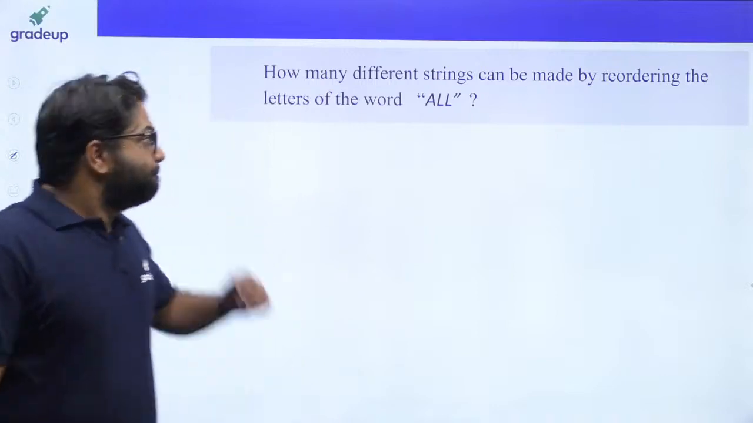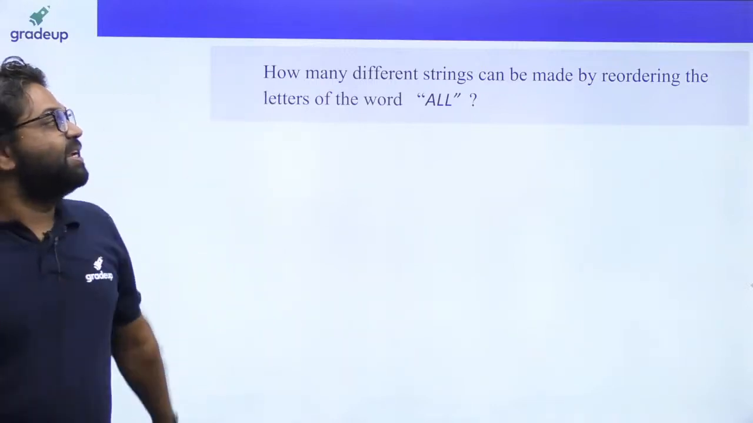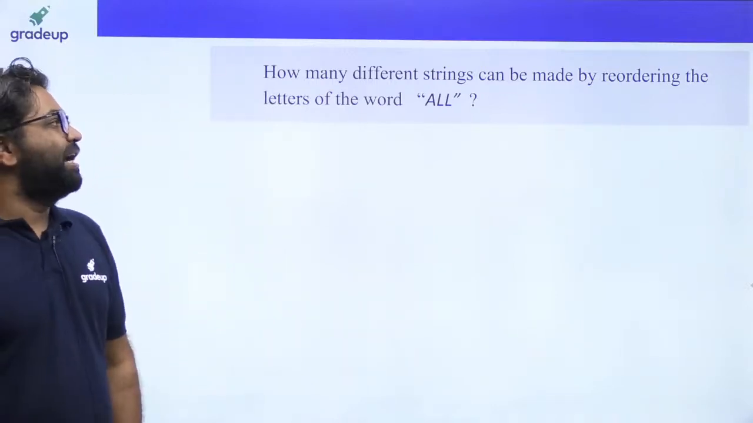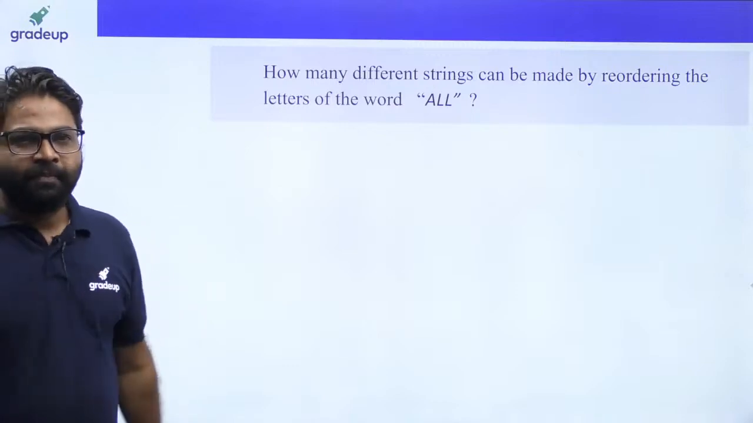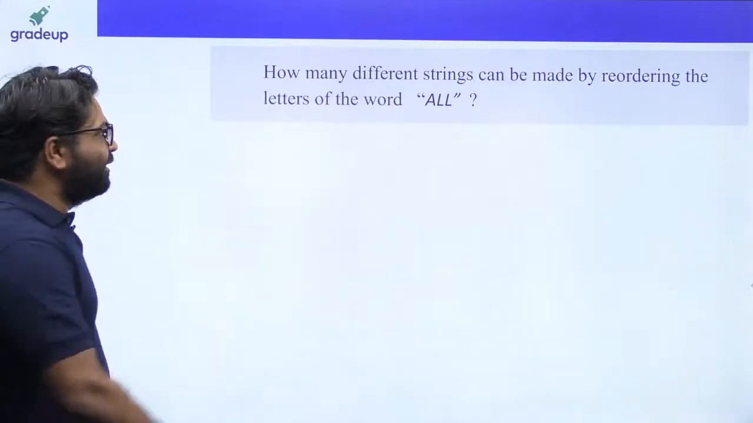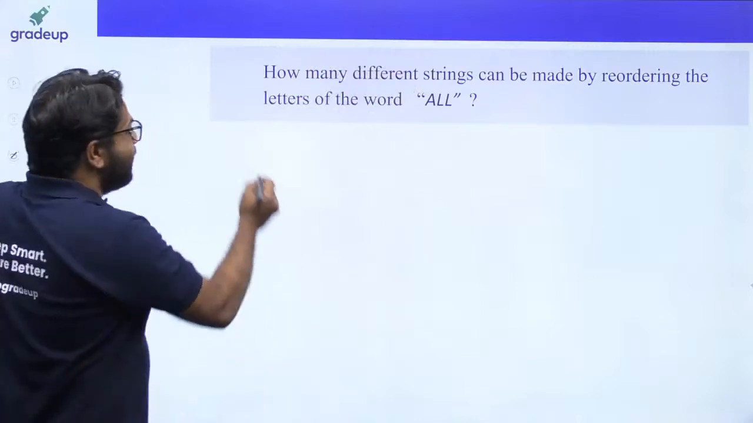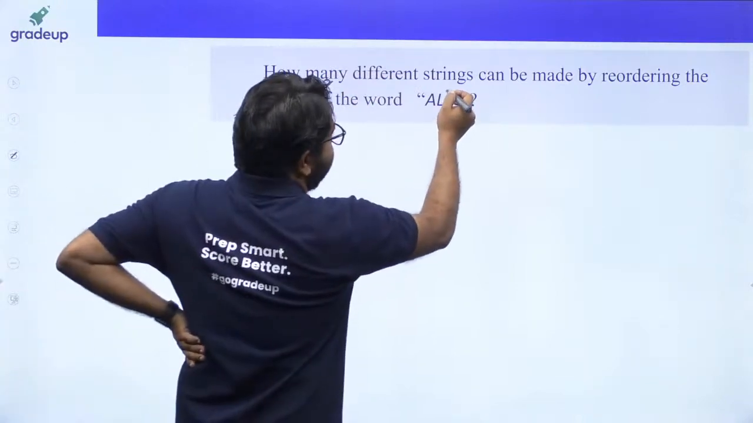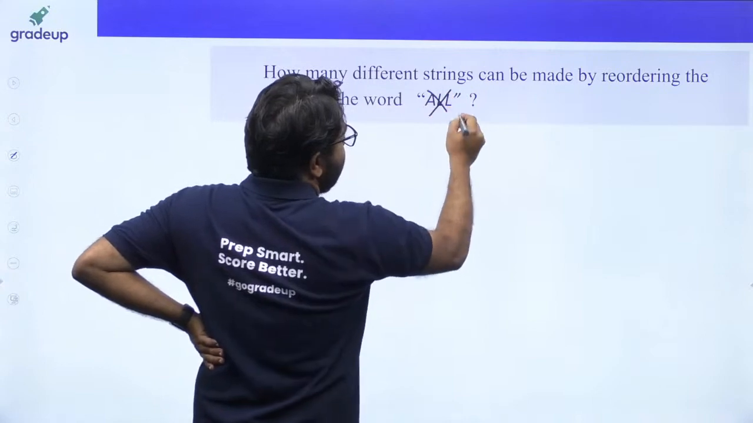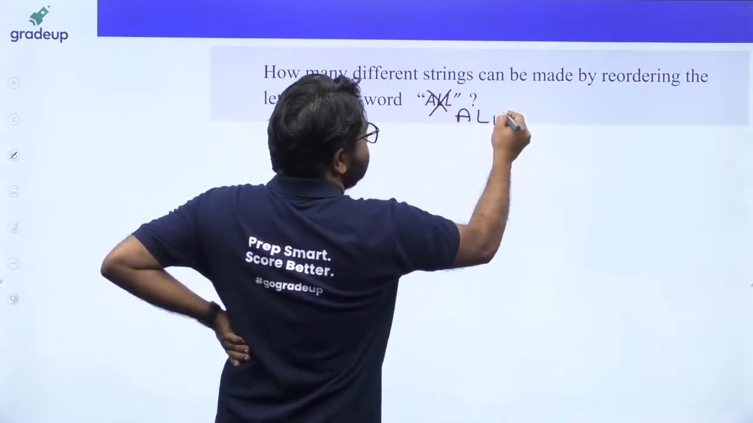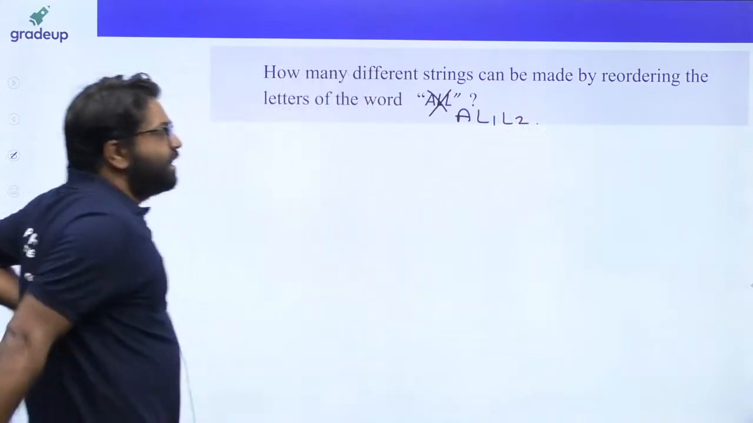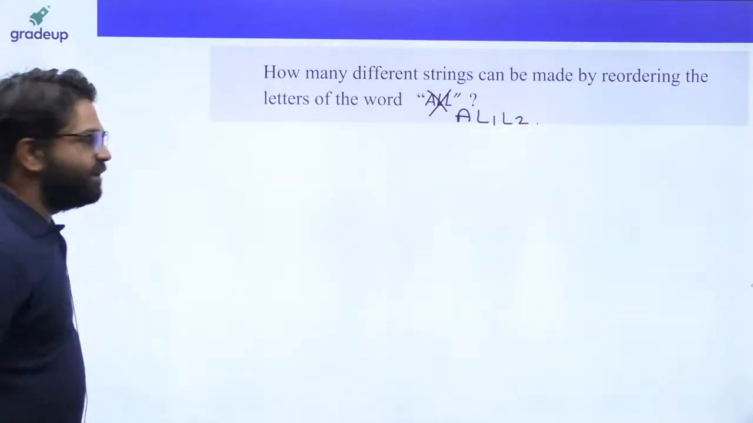Let's consider how many different strings can be made by reordering the letters of the word "all". First, I will show you how many ways you can arrange this, treating the two L's as different: L1 and L2.